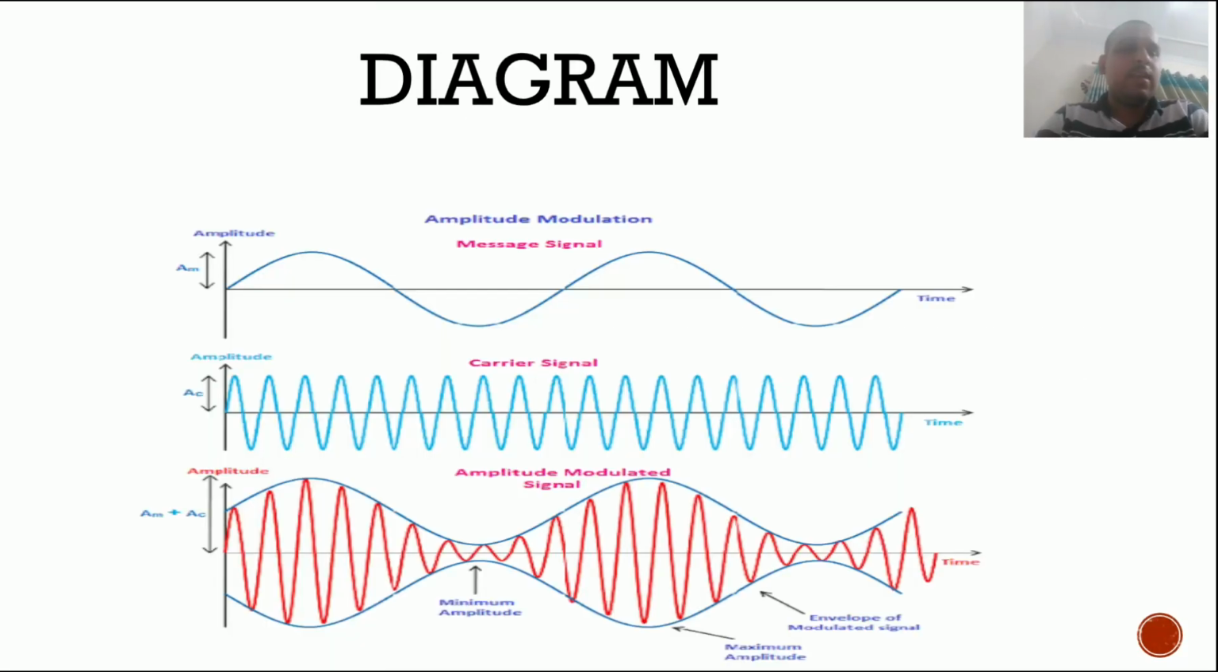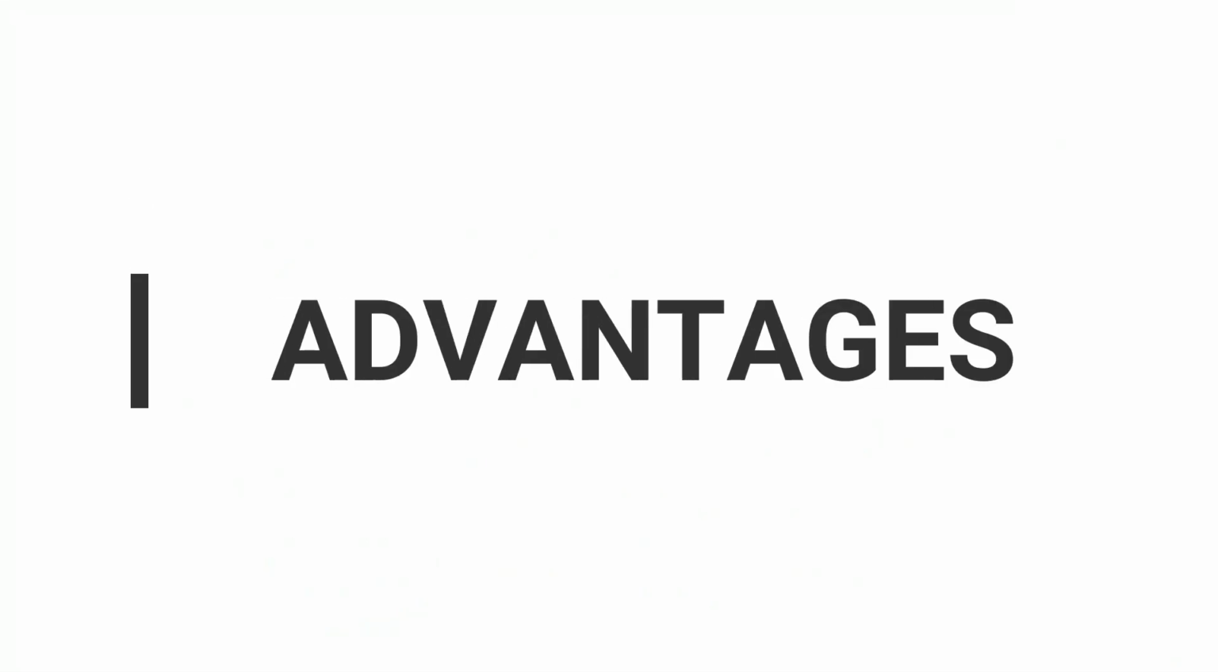Here is a diagram to show how modulation is done. Here you can see a message signal and a carrier signal, and in the third part you can see a merge between the message signal and the carrier signal, which results in an amplitude modulated signal. Here you can see a minimum amplitude and a maximum amplitude, and there is a large difference between the minimum and the maximum amplitude.